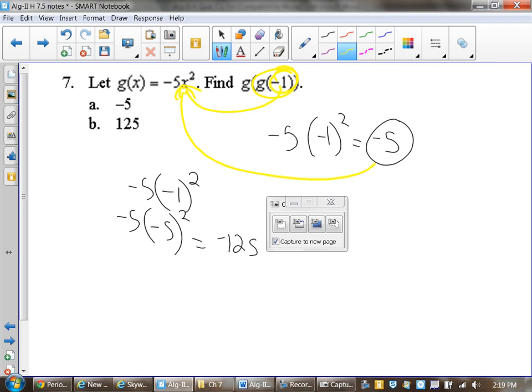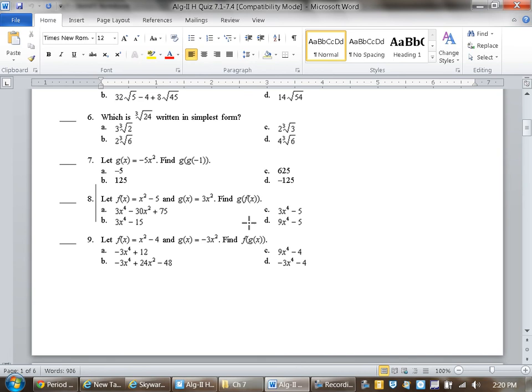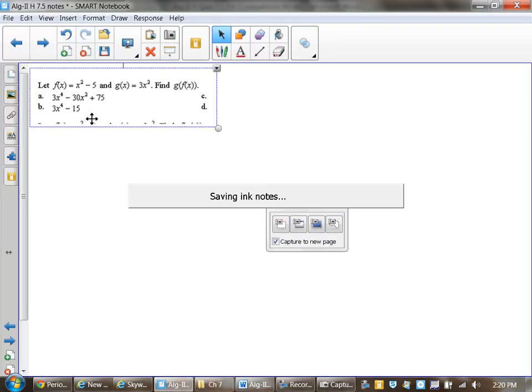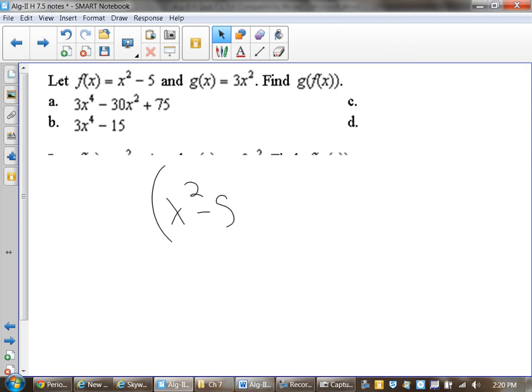Can you do 8 on the quiz? What did you do for f of g of x, or g of f of x, excuse me. 8 is g of f of x. So I write down the f of x equation, x squared minus 5, and I surround it with the g equation.